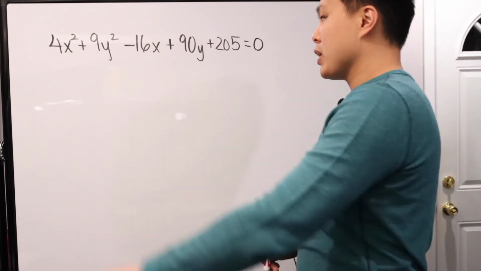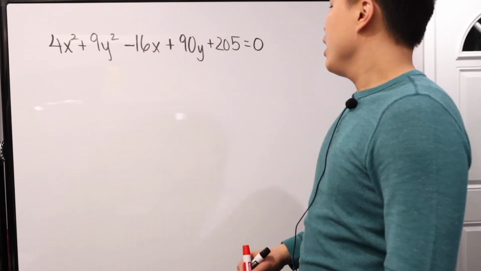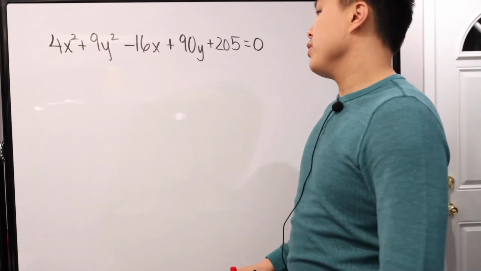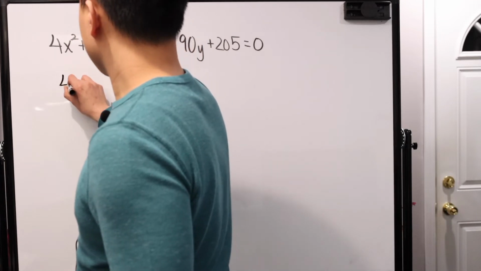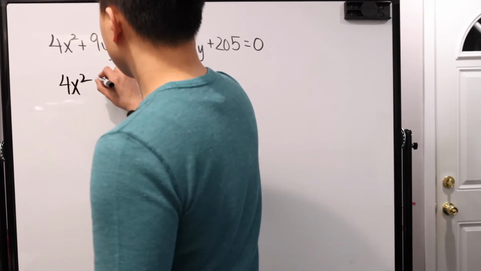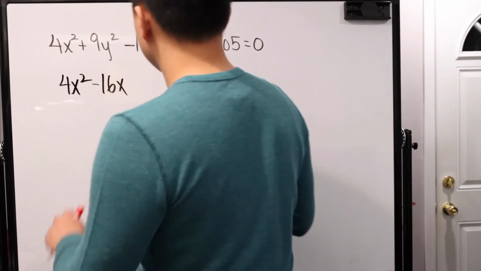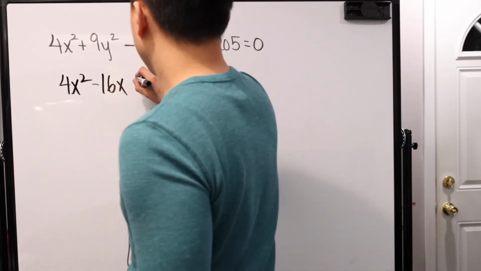They're going to give you something like this, plain and ugly. But we have the skill to solve this, so we're good. First and foremost, always organize it so that it's easier to see. Here's 4x squared, and I'm just going to organize all the x together. In this case, it's going to be minus 16x, and then I'm going to put y.